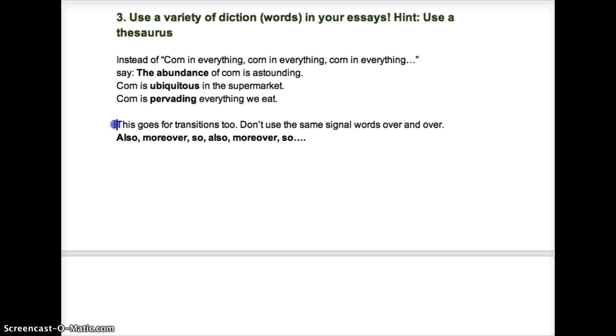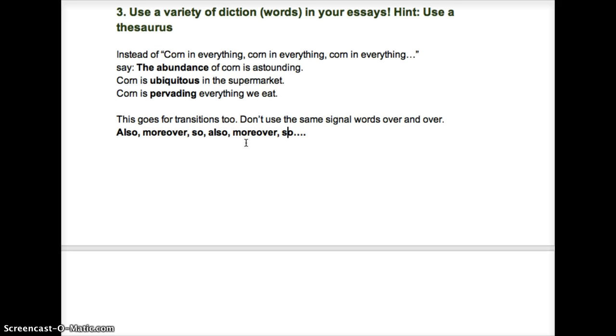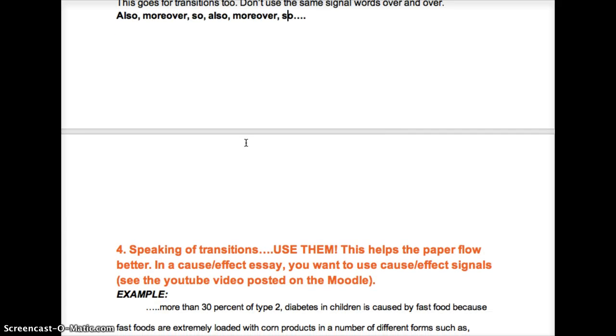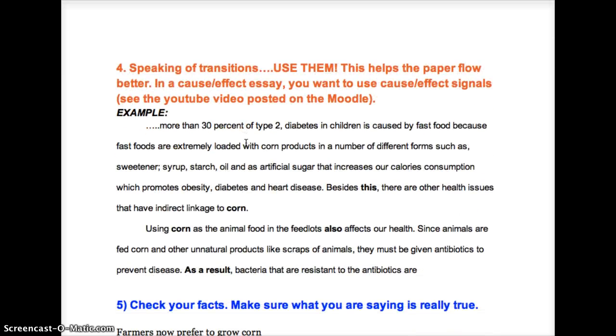This also goes for your transitions too. Don't use the same exact signal words over and over in the same types of transitions. I don't want to see also, moreover, so, also, moreover, so. Try to use different transitions and different types of transitions. I'll give you another example of that when we move on to point four. All right, point four.